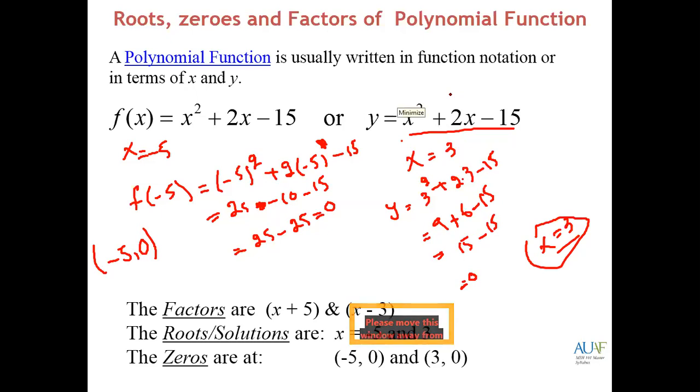Great, Jamshed. I'm going to solve more examples, don't worry. So you can see these are x plus 5, x minus 3. These are factors of a function. Next one, roots: x is equal to minus 5 and x is equal to 3. What are zeros? Zeros are minus 5, 0 and 3, 0. It means when you give these values, your total function will be 0.